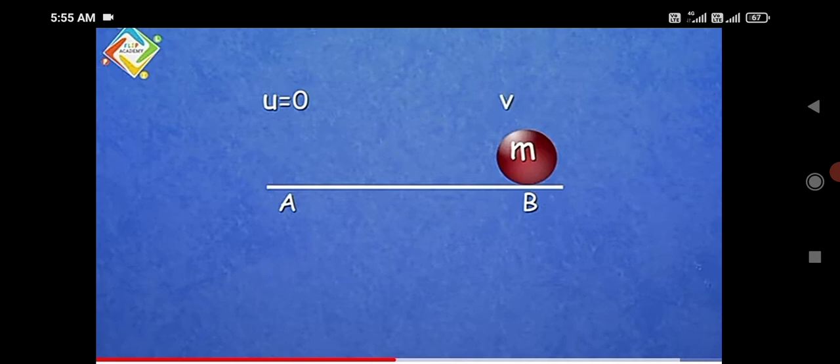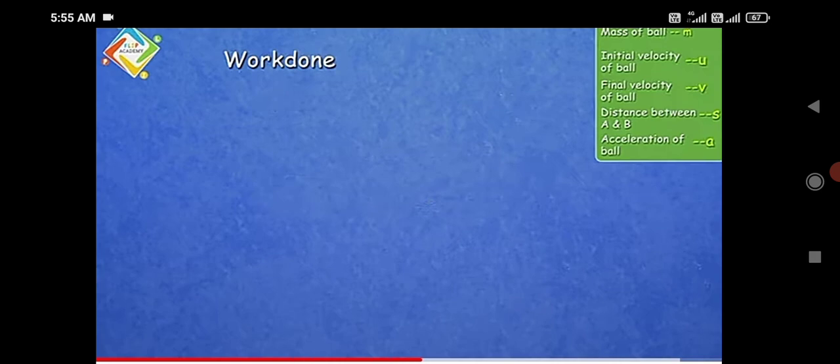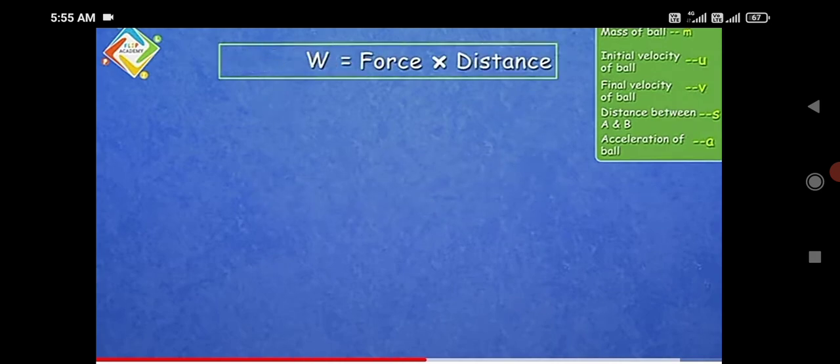After it is moving by pushing, applying force, it attains a final velocity v. If it attains the final velocity v, how much displacement is covered? s is the displacement covered. So after pushing the ball, it attained the final velocity v and the displacement s, and it produces acceleration a. The initial velocity is u, the final velocity is v, the distance between A and B is s, and the acceleration is a.